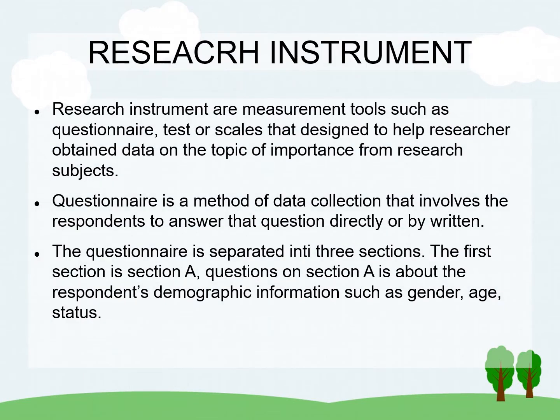Next is research instrument. Research instruments are measurement tools such as questionnaire, test, or scale that are designed to help researchers obtain data on the topic of importance from research subjects. Questionnaire is a method of data collection that involves the respondent answering questions directly or in writing. The questionnaire is separated into three sections. The first section is section A. Questions in section A are about the respondents' demographic information, such as gender, age, and status.